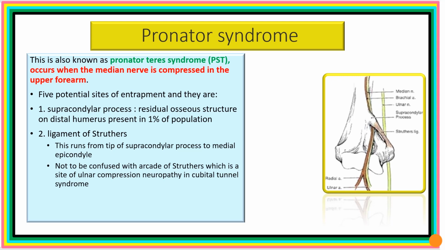Now we have the first site being at the point of the supracondylar process, where we see a projection from the supracondylar region of the lower part of the humerus. We can also see the ligament of Struthers, and then we also see this at the bicipital aponeurosis. This can also happen between the ulnar and humeral heads of pronator teres, and finally, this can also happen at the aponeurotic arc of the flexor digitorum superficialis. We will start with the supracondylar process.